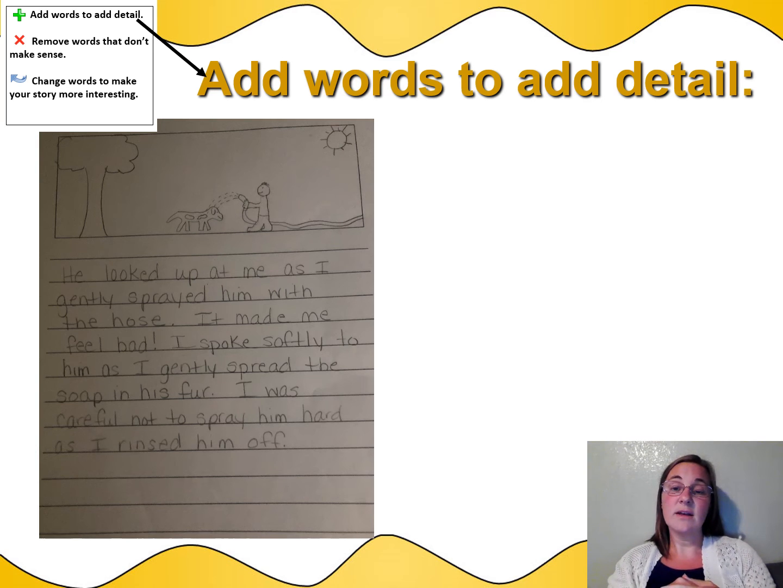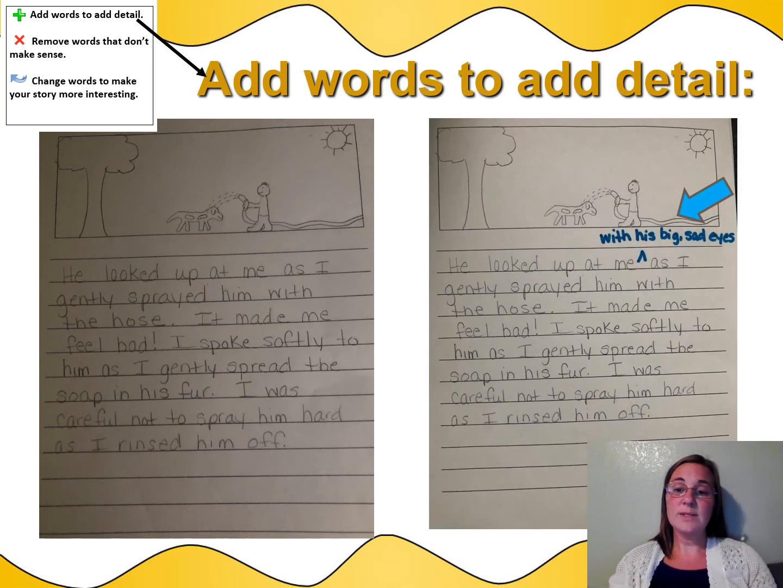to add detail. I said that Scout was looking at me, but I really didn't tell you how he was looking at me. So what I did was I made a little caret. It's just a little shape that goes up and down, kind of like the top of a triangle. And I added these words, with his big, sad eyes. Now you know how Scout was looking at me.